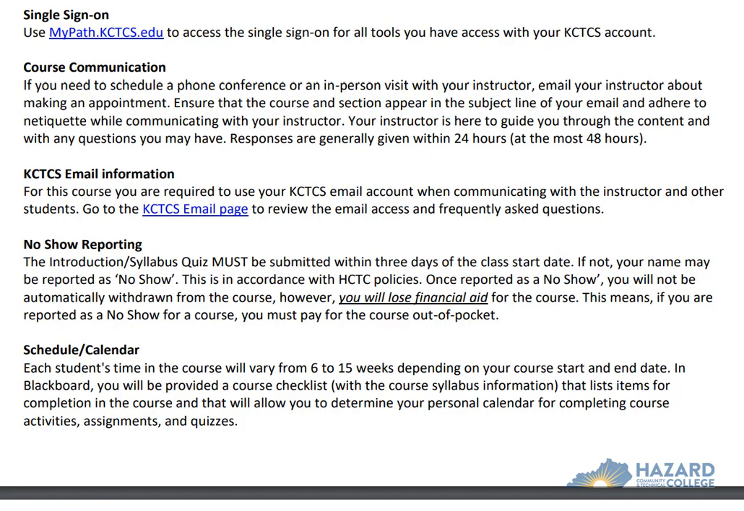Schedule and calendar. Each student's time in the course will vary from 6 to 15 weeks depending on your course start and end date. In Blackboard, you will be provided a course checklist. This list has all the items for completion in the course, and that will allow you to determine your personal calendar for completing course activities and assignments, as well as quizzes. Make sure you check your student self-service for your actual time in the class.